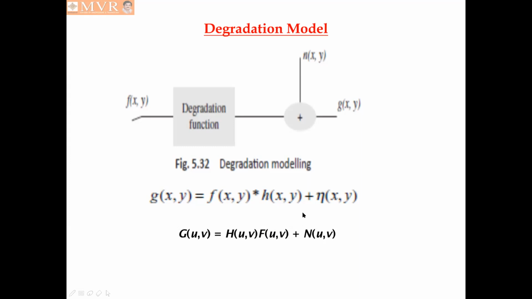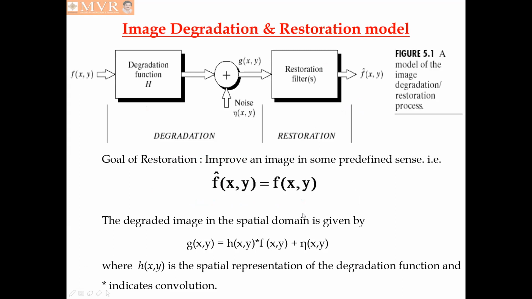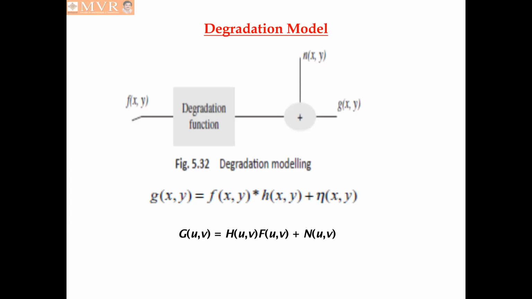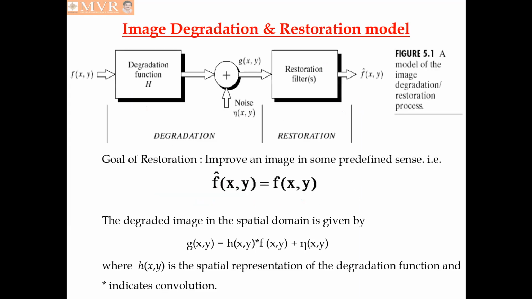Now here is the degradation and restoration model. In the previous block diagram, this is the degradation model, and this degradation model provides you a degraded image g of x comma y. Now this degraded image can be applied to the restoration filter, that is the reconstruction filter, in order to restore the original image. So here is a block diagram of the image degradation and restoration model.